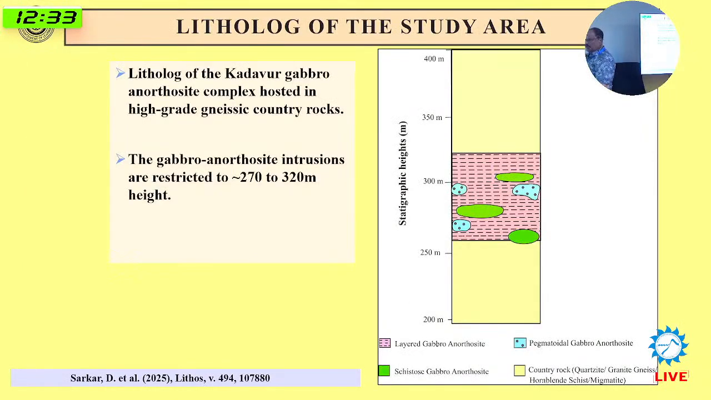Now, we have prepared a litholog. Although the entire hill range is too big, only 250 meter, roughly 270 to 320 meter, is represented by the entire gabbro-anthracite complex, in which the layered part is dominant and some other parts are also there, that is cystose and pegmatoidal. This is a litholog.